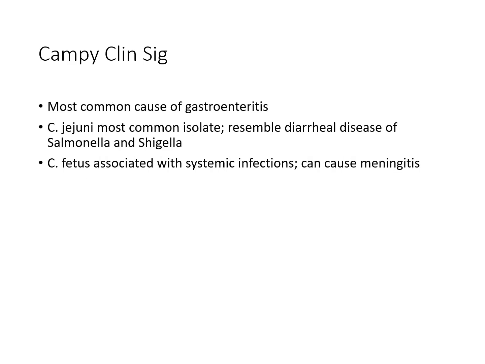Campy is the most common cause of bacterial gastroenteritis worldwide. Campylobacter jejuni is the most frequently isolated species in diarrheal illness. It can cause symptoms similar to Salmonella and Shigella infections, including diarrhea, which can sometimes be bloody, abdominal cramps, and fever. Then we have Campylobacter fetus. This is a less common cause of gastroenteritis and is associated with systemic infections, especially in immunocompromised patients. It can cause meningitis and bacteremia.